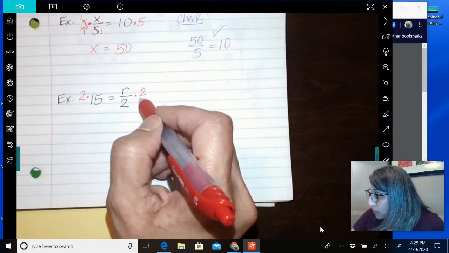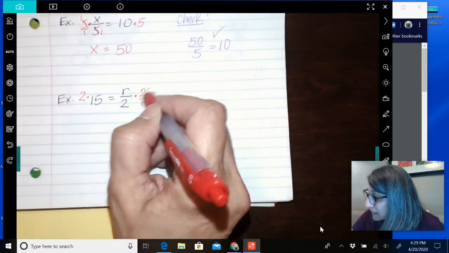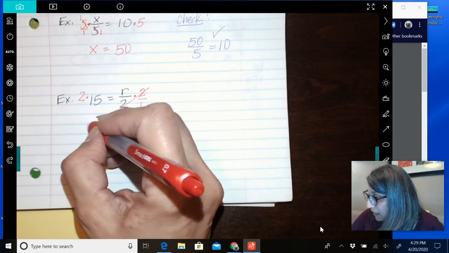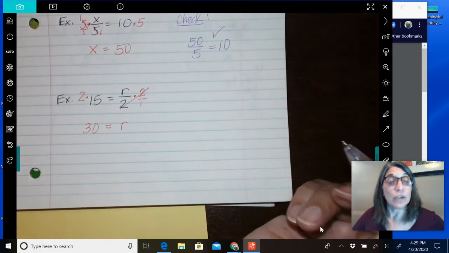Now, I don't have to put the 1 here, but you can. But ultimately, these cancel each other out, and all I have left over here is an r. And then I know that 2 times 15 is 30.